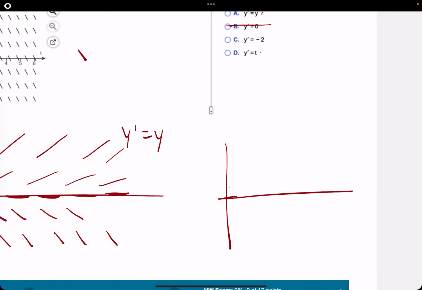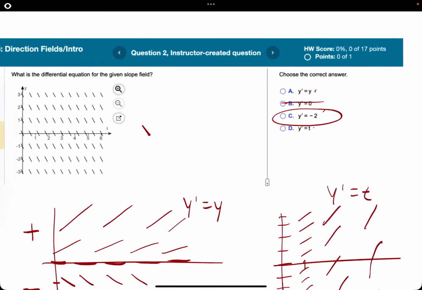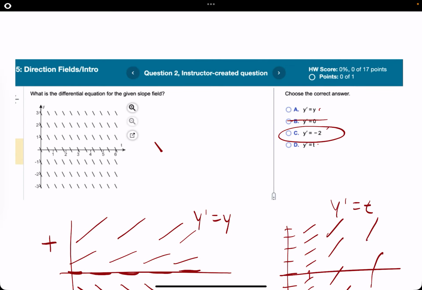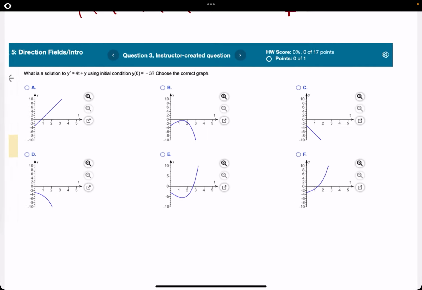So all these would be 0 because t equals 0 along the y-axis. And then when t is equal to 1, you'd have slopes of 1 all the way down. And then it'd get steeper and steeper and so on. So that's for y prime equals t. Anyway, in this case, they are all consistent. They're all constant slopes that are negative, so it's got to be -2. All right, let's go to the next one.